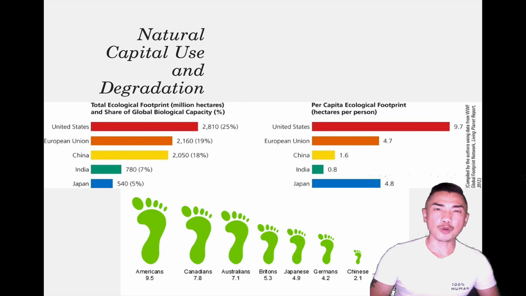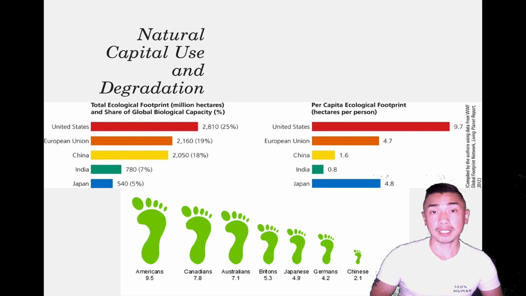These graphics show the ecological footprint of different parts of the world. The United States has a very large total ecological footprint and per capita ecological footprint. China, on the other hand, has a large total ecological footprint, but much smaller per capita ecological footprint because its ecological footprint is spread out over a much larger population.